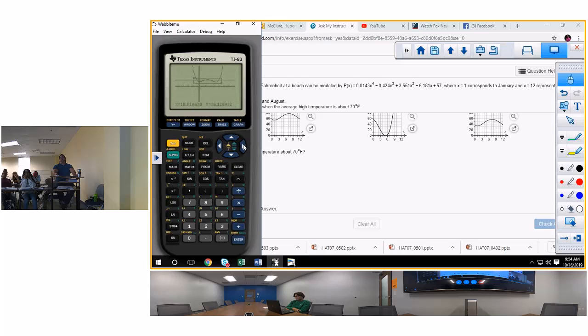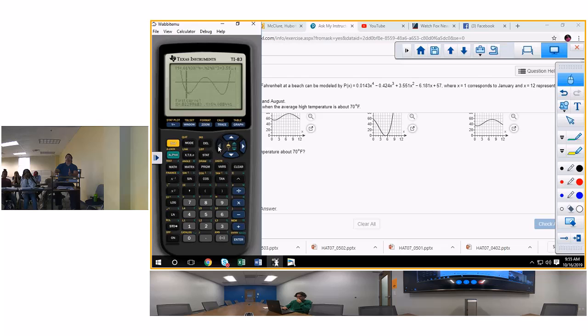And enter. And now you can see the intersections. And now you just go to second trace. Find the first intersection point. I'm going to find the first one and let you find the others. So I'm going to go over here. Since we read from left to right, I'm going to go over to the left-hand side.